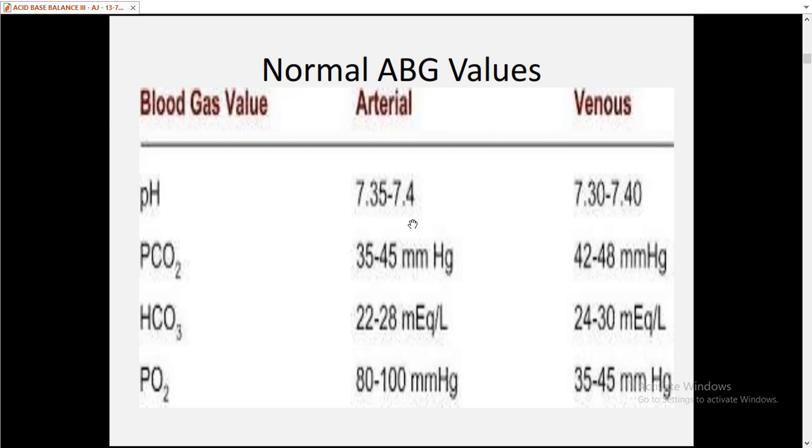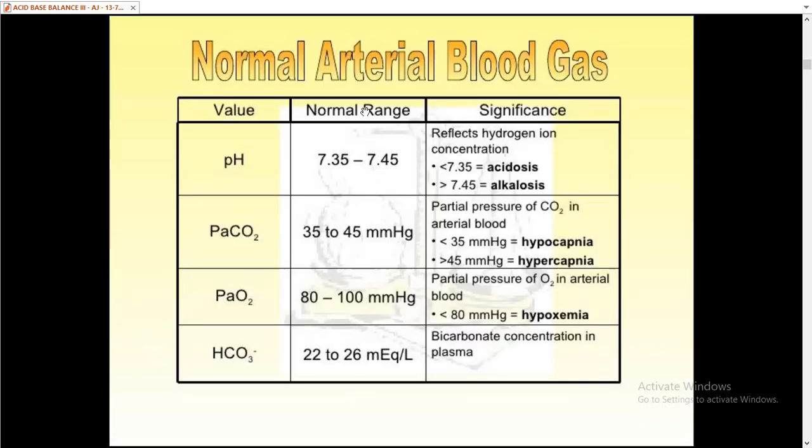These are the normal values of ABGs. Normal pH is 7.35 to 7.45. This reflects the hydrogen ion concentration in the body. If the pH is less than 7.35, we call it acidosis. If the pH rises above 7.45, we label it as alkalosis.